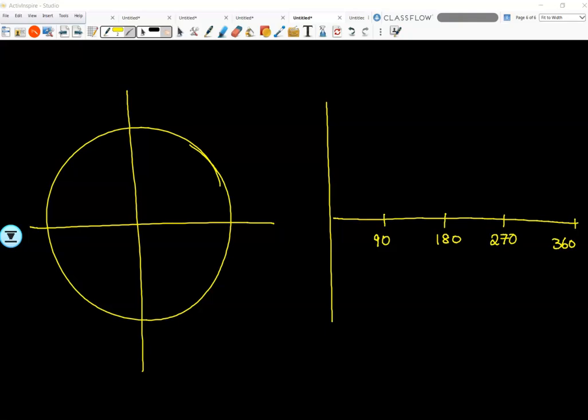Anyway, here we go. We have a circle. It has a radius of 1. We're going to start at 0 degrees, and then as we go anti-clockwise, clearly this one will be 90.